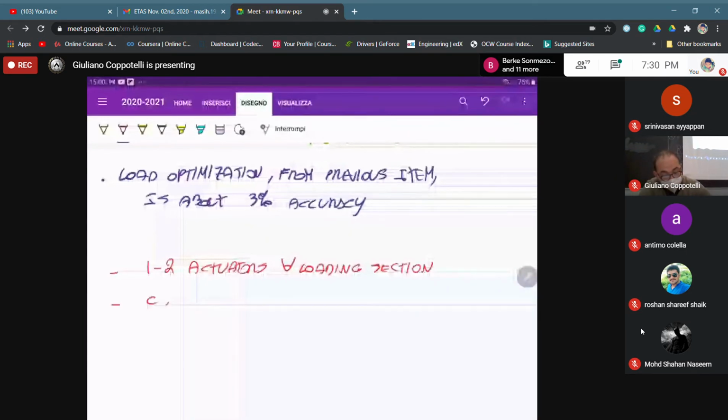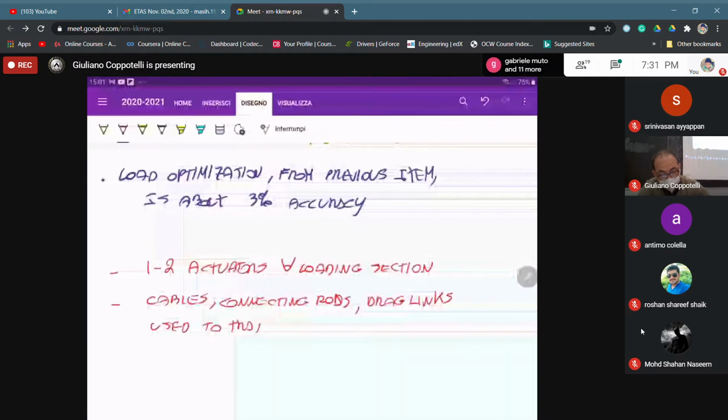What we need are cables, connecting rods, drag links, that are used to transfer the information from one point to the other one. Transfer the information that is our load from the actuators to the structure.